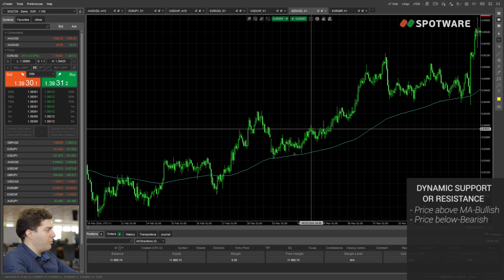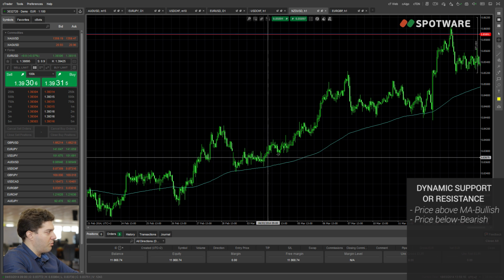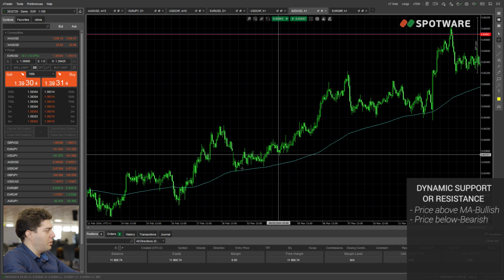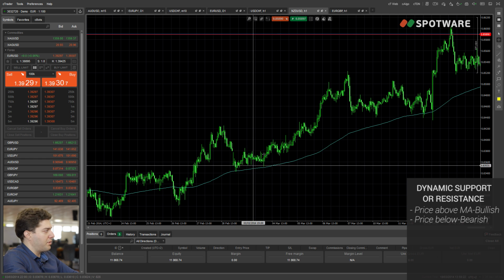In this case, for example, the price is above the moving average, and we see that we have higher lows and higher highs. So from this point on, when we have our first higher low and higher high, we can start trading.